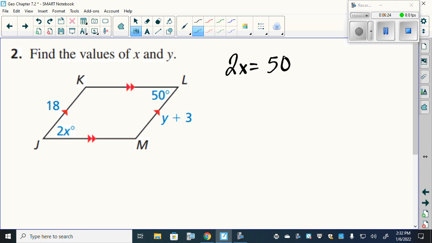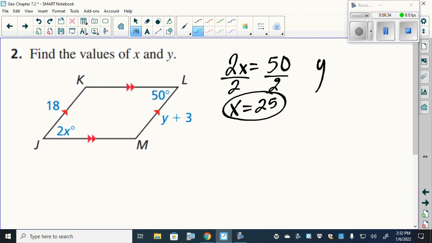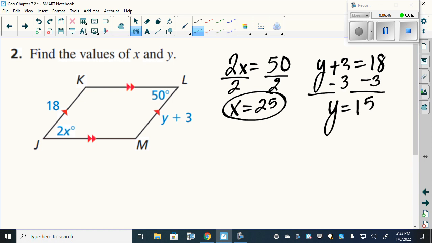So 2x would equal 50. Yeah, ML would be 50. And then y plus 3 is 18. Minus 3, telling us y is equal to 15. Any questions on any of this here?